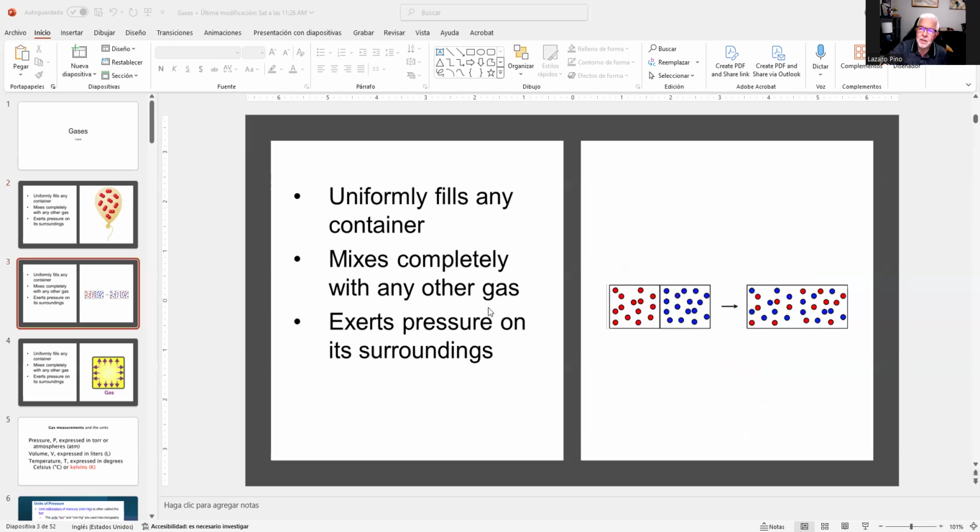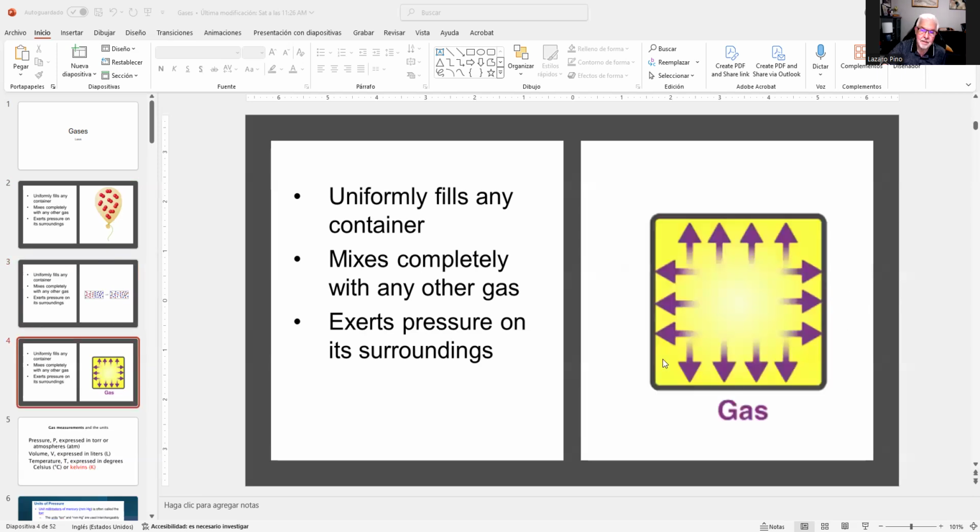Number two, you have two gases and you mix them and they completely mix one with another. And number three, they exert pressure on their surroundings. What does it mean? That the pressure is all around. These three characteristics are very important in order to see the different laws that we're going to study today.